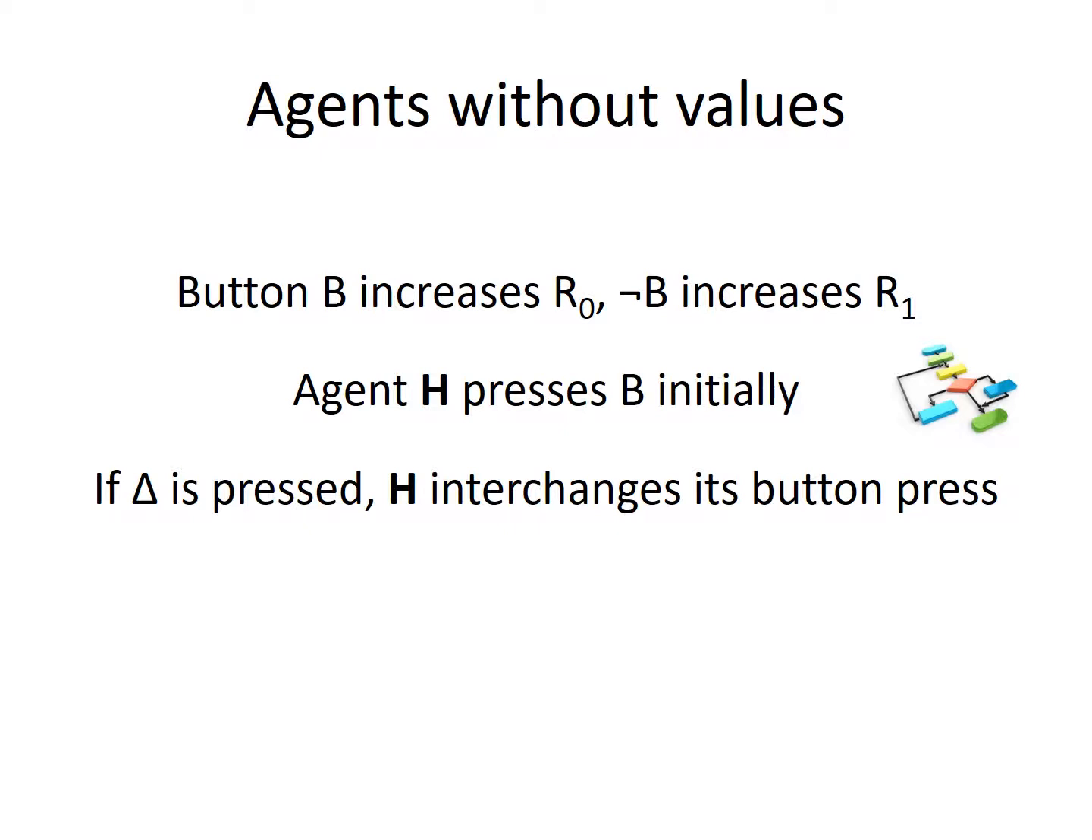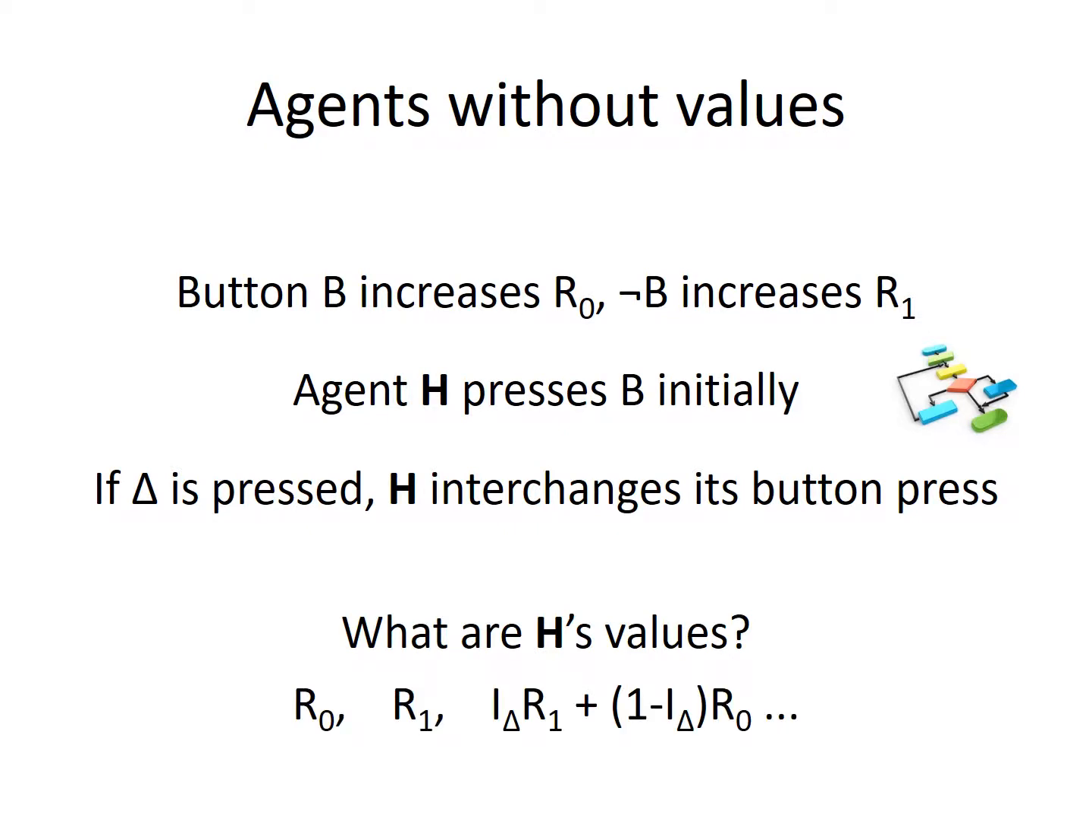So the question, this is the full descriptive algorithm of H. It encapsulates and defines the agent entirely. So the question is, what are H's values? It's rather tricky to figure out what they are. There are three obvious candidates. H could be an R0 maximizer that then has its preferences overwritten by delta.